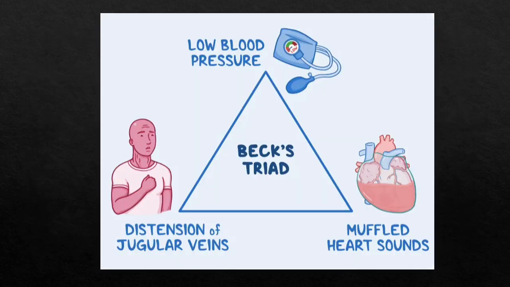Beck's triad is when there is low blood pressure because of the decreased cardiac output. You have distension of jugular veins, which is caused by the decrease in venous return to the heart, and you also have muffled heart sounds, which is because the fluid around the heart is not a good conductor of the actual heart sounds.